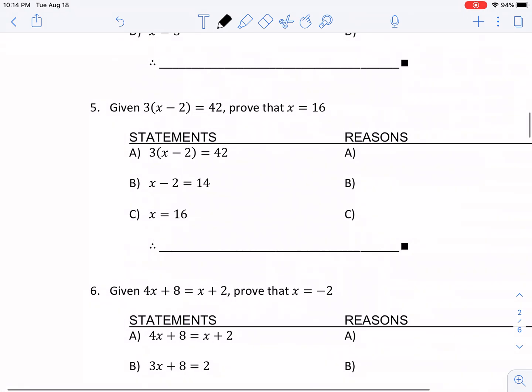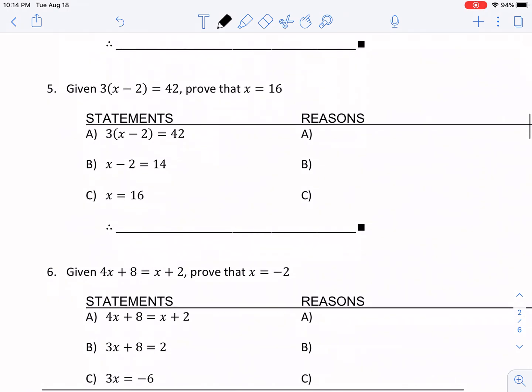Let's go to, which one did I have? Let's try number 5. I think the reason I picked this is because it works a little bit differently than we're used to, and I wanted you to see that sometimes we can work problems differently. So we're given that 3 times (x minus 2) equals 42, and we want to prove that x equals 16. So again, we start with the given statement, what we were given.